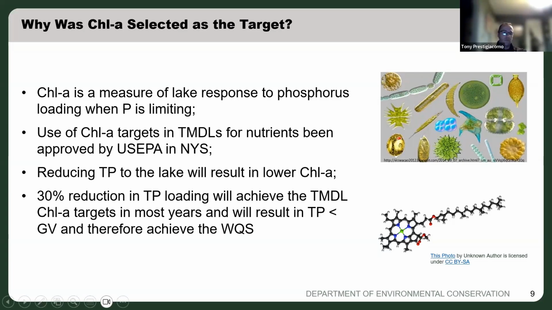Through the total maximum daily load calculations, a 30% reduction in TP loading was determined to achieve the TMDL chlorophyll targets in most years, and will result in phosphorus values less than the guidance value, and therefore achieve the water quality standard. That's what we're aiming for with Cayuga Lake. We're aiming for chlorophyll A to meet the targets we've put forward, which we'll talk about in a minute, and to continue to reduce phosphorus loadings until the lake consistently achieves those chlorophyll targets year after year.